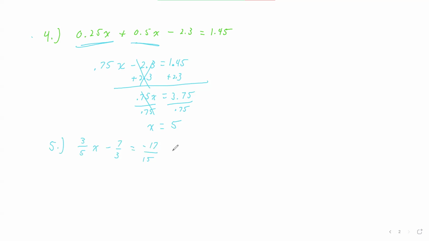But here's one with fractions. Process doesn't change. So what am I going to do first? Oh, can I combine anything? Nope, but that's a good first step. What would I do next? 7/3, absolutely. So there, I'm subtracting by 7/3, so I'm going to add 7/3.